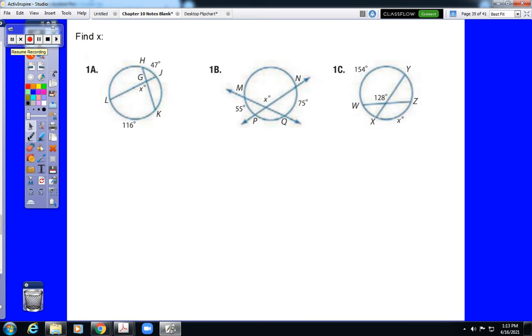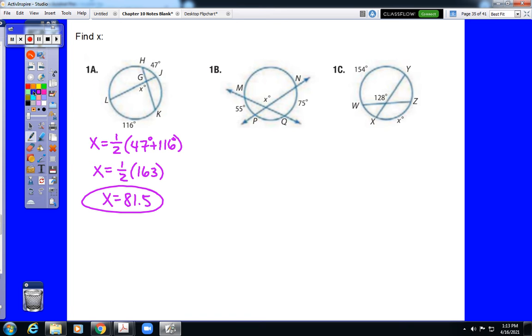So these are just 3 more examples of the same basic idea. On the first one, x is the angle, because it is intercepting these two arcs, so all we need to do is add 47 and 116 together and divide by 2. So 116 plus 47 is 163, and half of that would be 81.5. So x is 81.5.